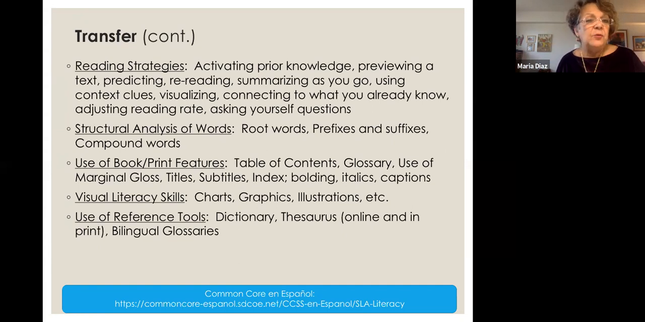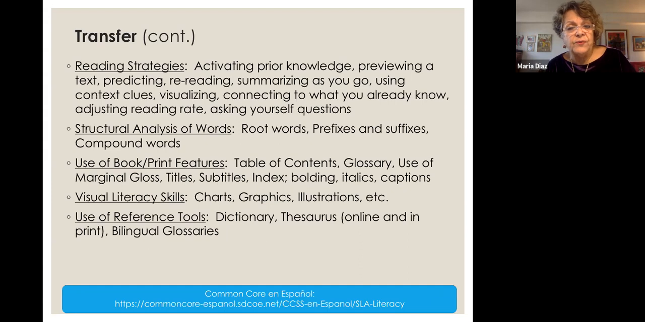And then as we continue with the transfer, more reading strategies, activating prior knowledge, we know that is key. If the student knows what an iceberg looks like in their first language, it'll be easier to transfer that image to his second language. The analysis of words: we have root words in Spanish, well, we have root words in English, and we use prefixes in Spanish and suffixes in English. We have compound words. So all of these are very familiar and they're easy concepts to transfer.